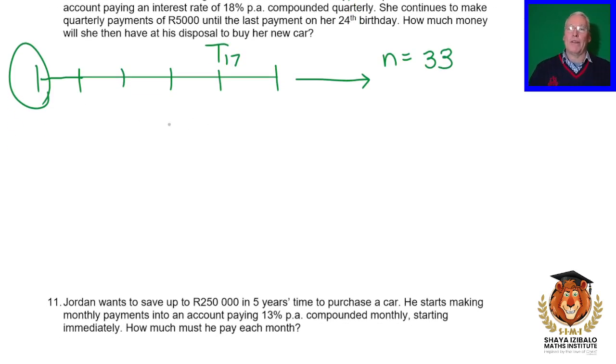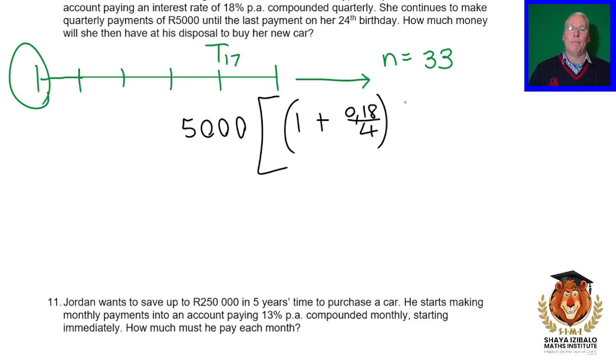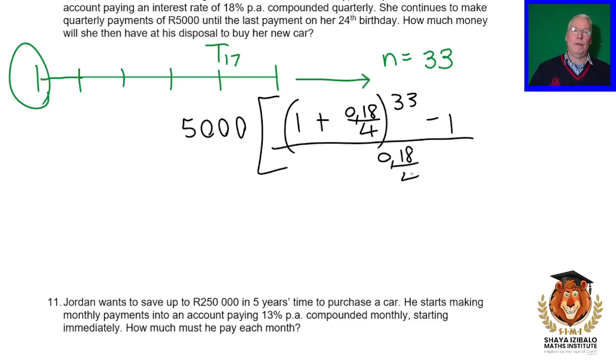We're going to go straight into the answer here. The final value is going to be X, which is 5,000 Rand, times 1 plus the interest rate, which is 18%. That's per annum, so we need to divide by 4, to the power of 33, minus 1, over 0.18 over 4. Let's see what all that comes to.